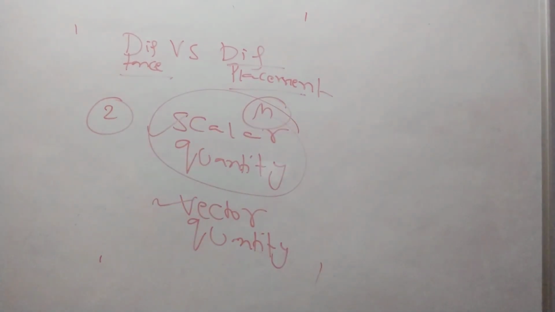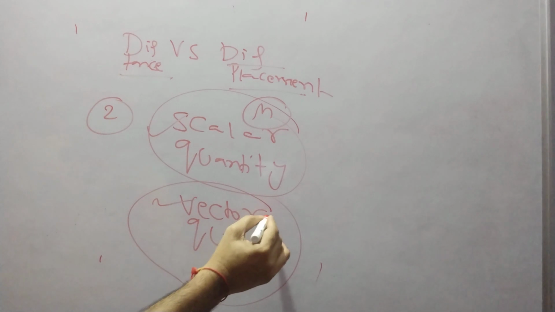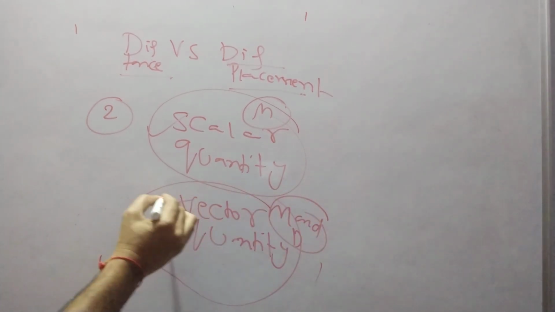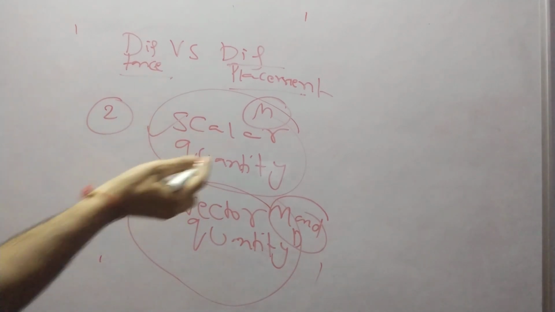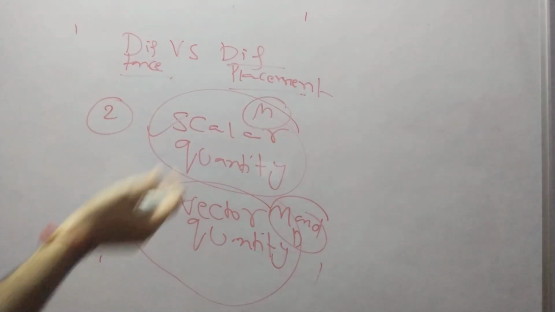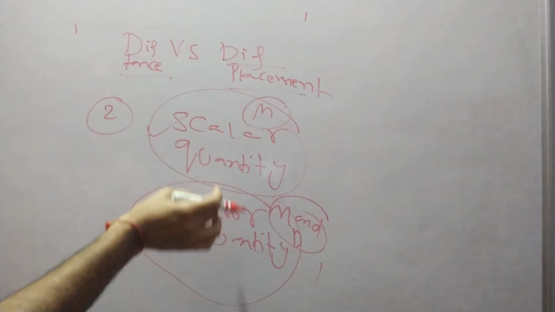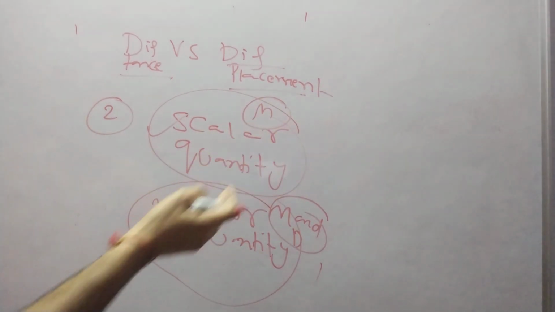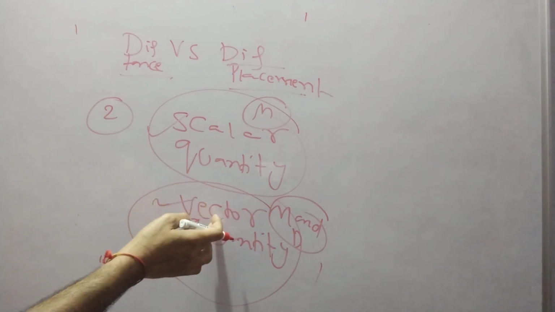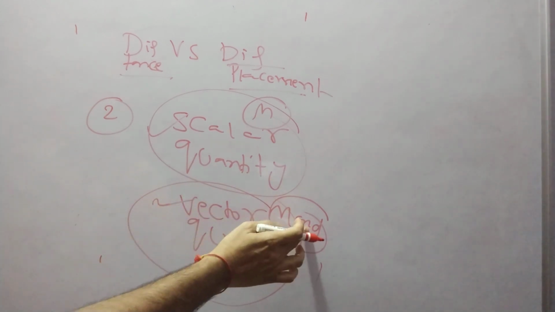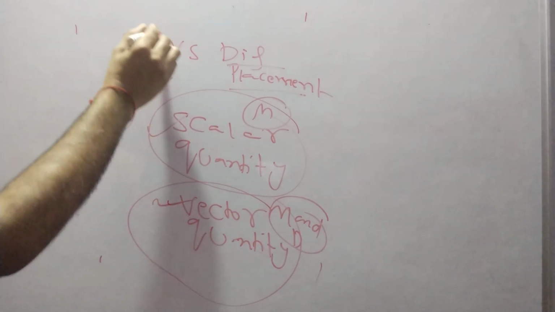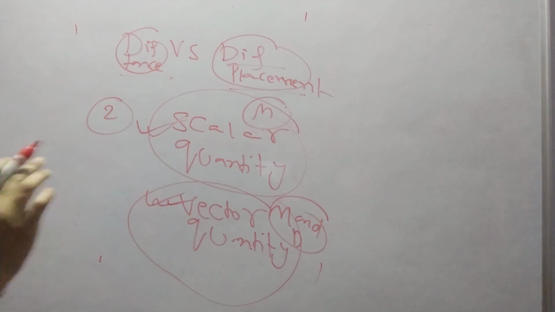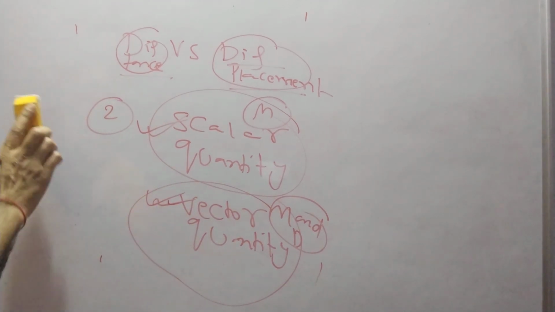That is a scalar quantity. A vector quantity means magnitude and direction. If you specify a value, suppose 5, that is scalar. If you specify it in terms of a vector, it is 5 in a particular direction, in the north direction or in the south direction. If you define the direction also, it is a vector quantity. So distance comes under scalar quantity and displacement comes under vector quantity. This is the second difference between distance and displacement.